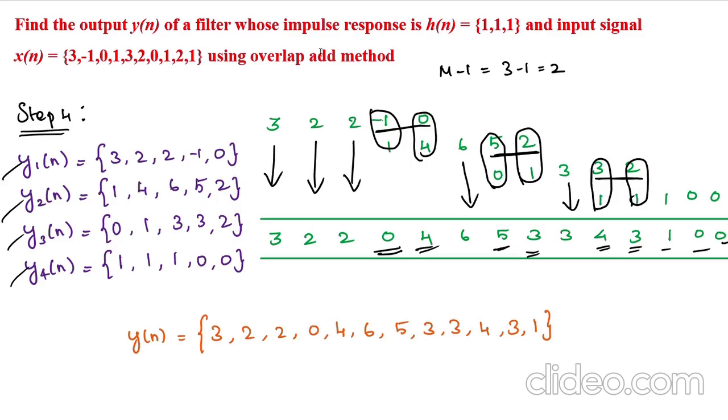So this is what the overlap add method is. We will be overlapping for m minus 1 terms and we will be adding the terms. Okay. So initially we have calculated the value of n as 12.